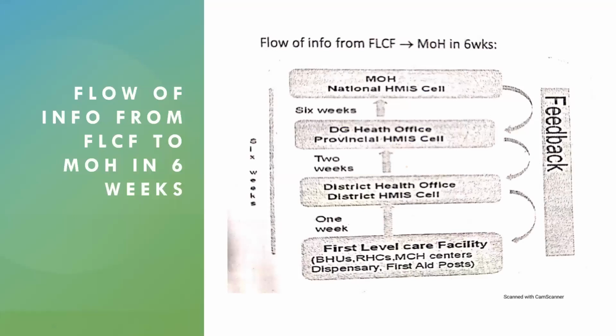Whenever data is collected from the first level care facility, it flows to the national HMIS cell within a 6 weeks time period. In the first week, the data is at the level of the first level care facility. Within 2 weeks, it reaches the district health office where there are district health management information cells. Then in 2 weeks, it goes to the DG health office, provincial HMIS cells, and within a 6 weeks period, it reaches the Ministry of Health and National HMIS cell.